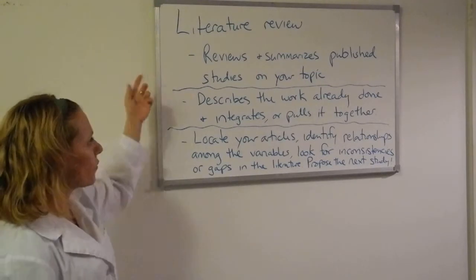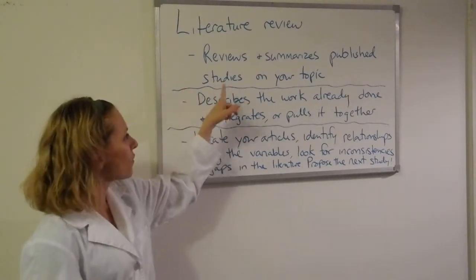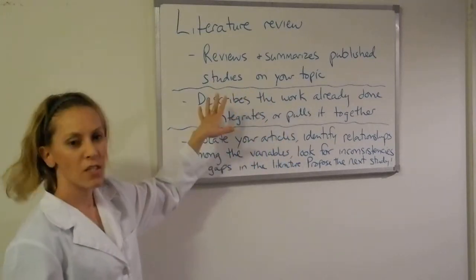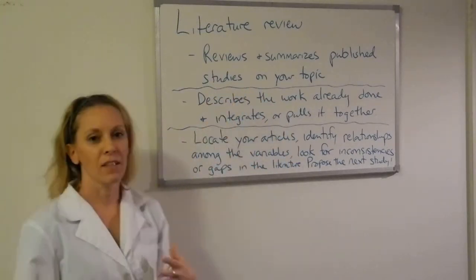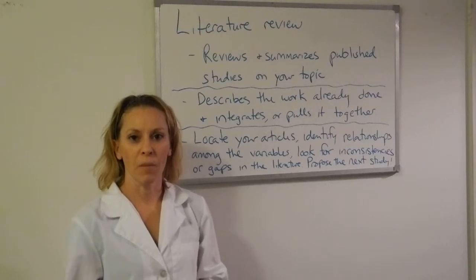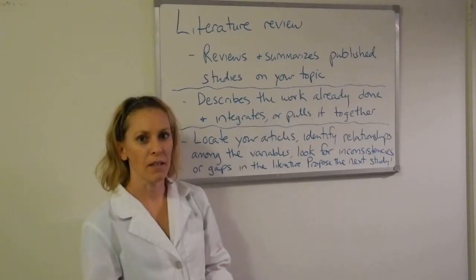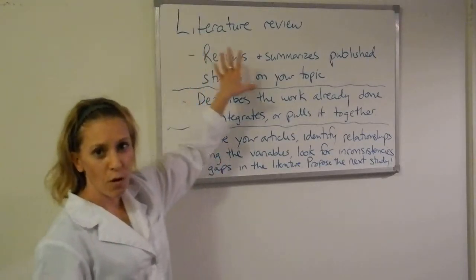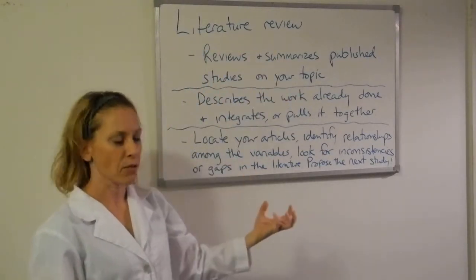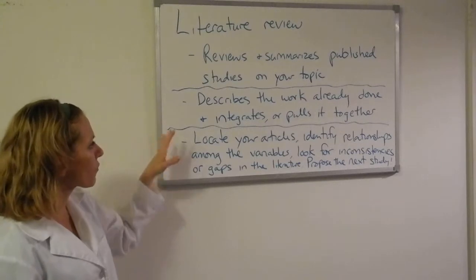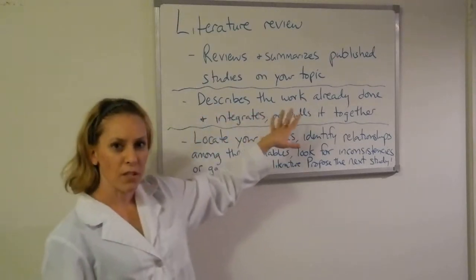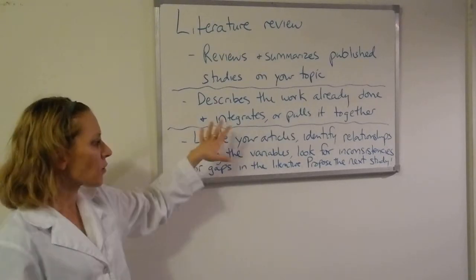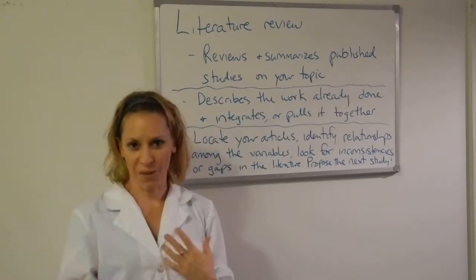And a literature review, not surprisingly, reviews and summarizes the literature that's out there, the published studies or work that is in the area or the field that you're interested in. So whatever topic or area that you're interested in, you need to do a thorough review of that literature. A literature review describes the work that's already done. It gives you the big picture of what's out there. It also integrates and pulls all that work together.